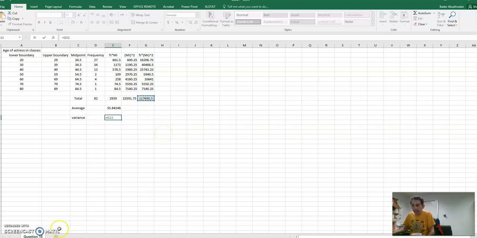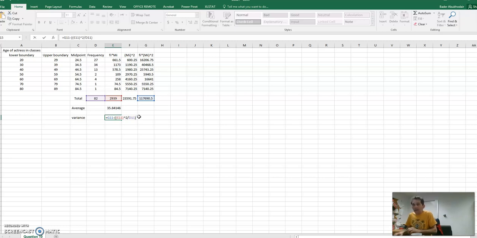Then minus, then parentheses, then I want the summation of fi mi, this one, then I want to square it, hat 2, then I want to divide it over n, the frequency over here. So first of all, I want to square, then divide, then subtract that from G11. If you think this is not going to happen, it's going to happen because order of operations says the power, then the division, but I'll put it between parentheses to show you.